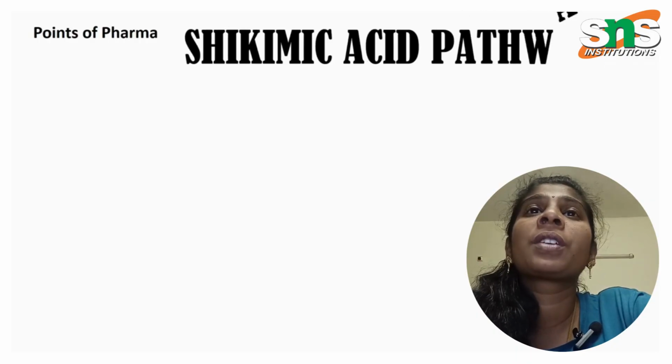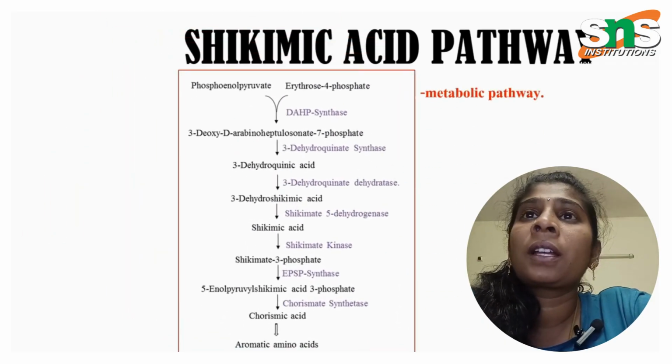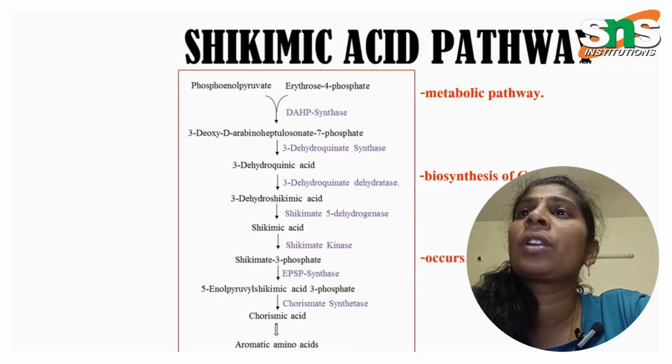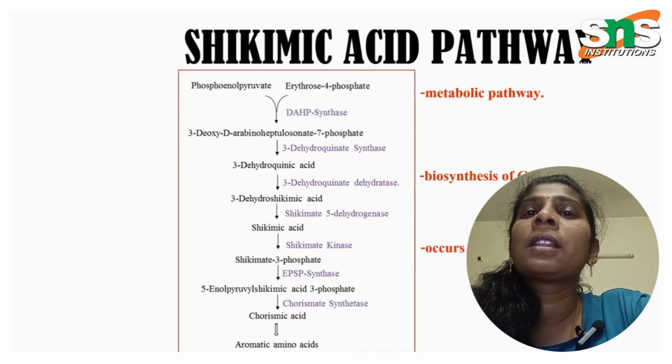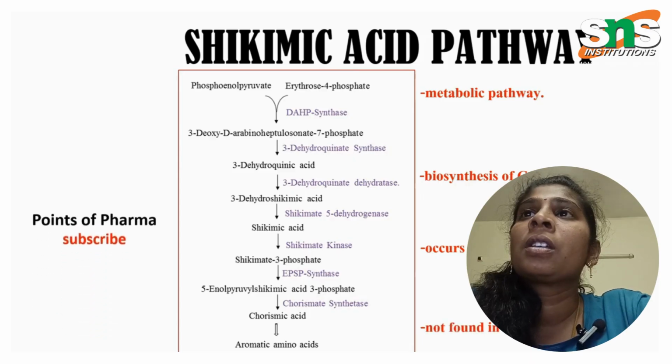So today we are going to see about Shikimic Acid Pathway. The Shikimic Acid Pathway is an important biosynthetic pathway in higher plants and microorganisms. It leads to the formation of aromatic amino acids and several phenolic secondary metabolites. This pathway is absent in animals, making it a key target for herbicides and antibiotics.